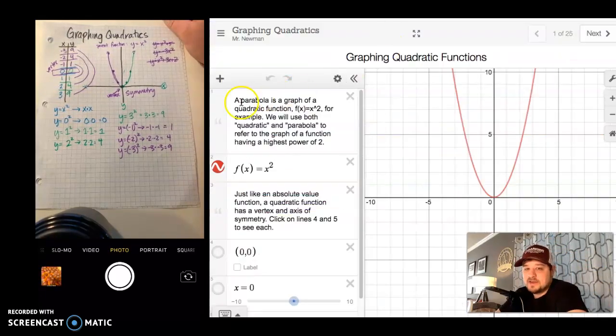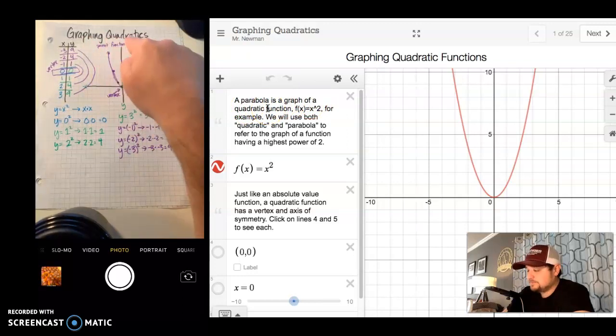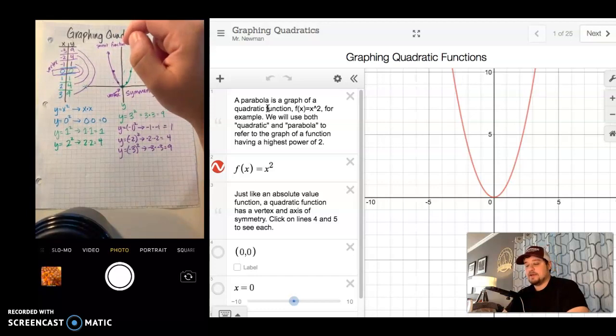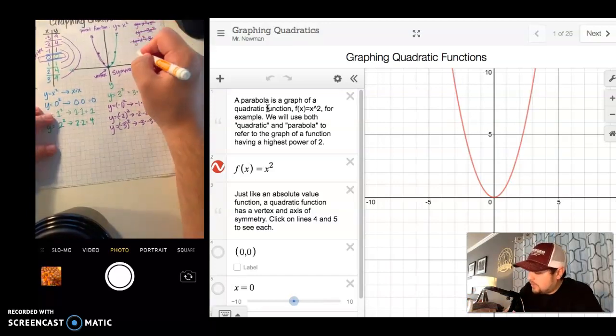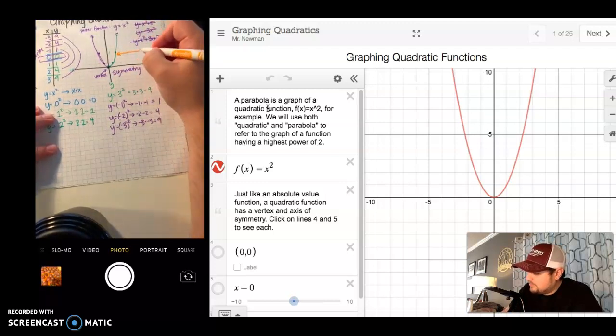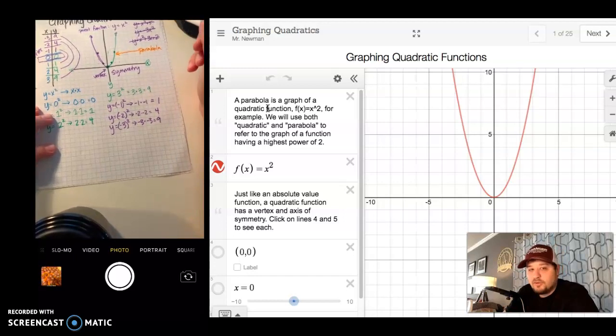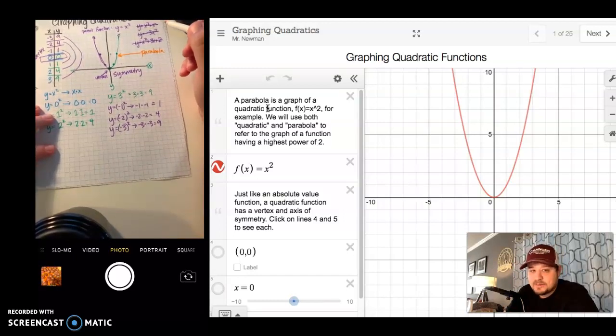Okay. So let's go through this first one together. It says a parabola is a graph of a quadratic function. So graphing quadratics is our title here, right? So maybe parabola is a word that we need to add to our notes, right? And parabola is the shape that we have. Parabola. All right. If you want to Google image search parabolas in real life, you'll see a lot of examples.